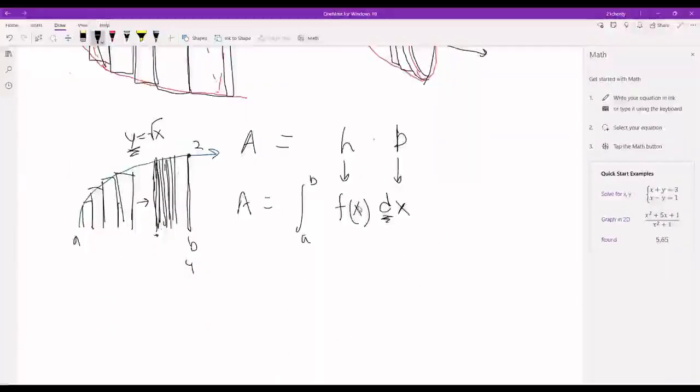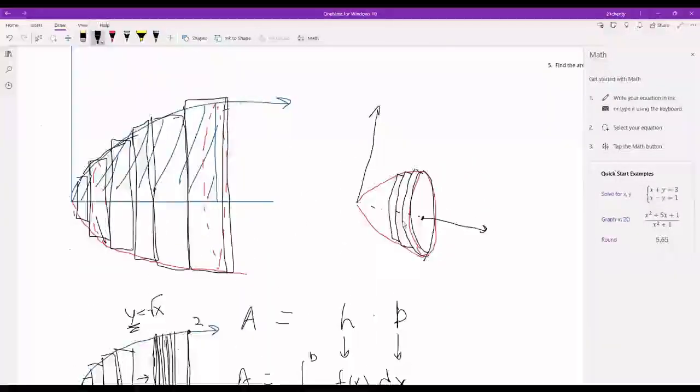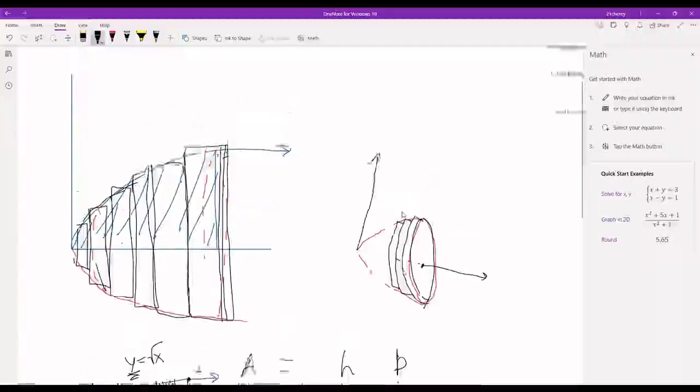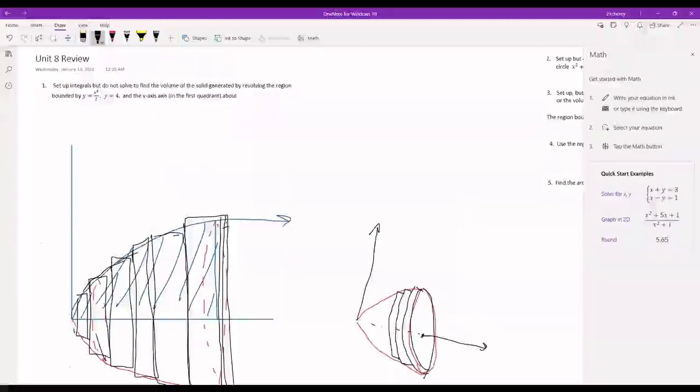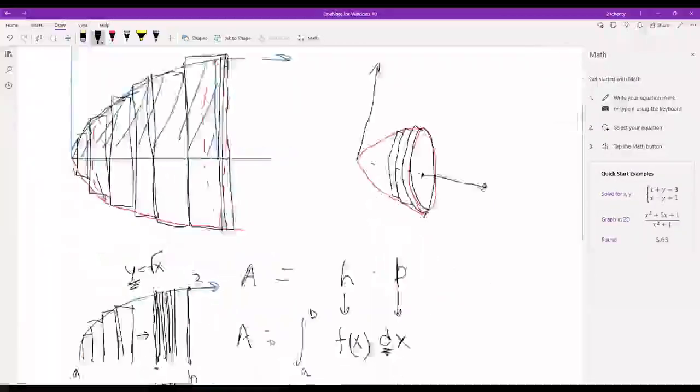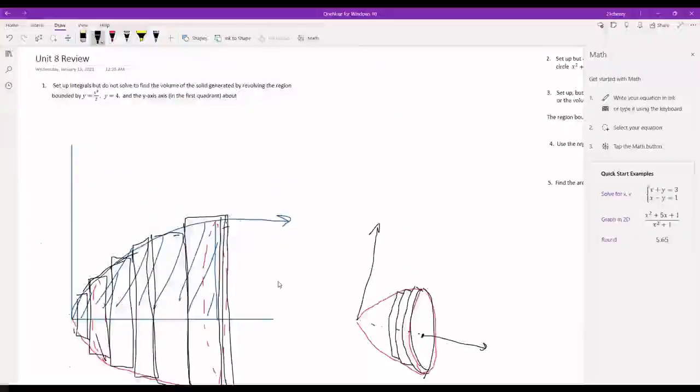Instead of these little rectangle things, we're actually finding circles. Remember, these washers, as they become thinner and thinner, become circles. These are really thin washers, and as they get thinner and thinner, they approach circles, right, which have no height. So I guess I'll do it up here. The volume of a cylinder is pi r squared times height.